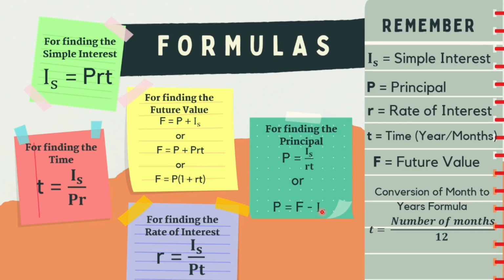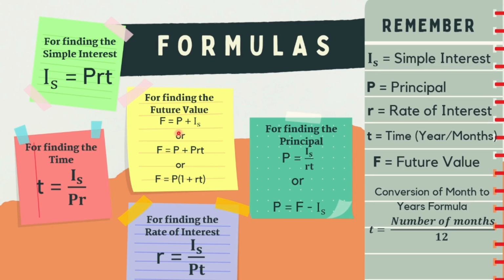Moving on, let's proceed to the formulas that we need for us to be able to solve the following examples later. So first, for finding the simple interest, I_s is equal to P times R times T, or the simple interest is equal to the product of the principal, rate, and time. Next, for finding the future value, there are actually three formulas. You can use whichever one suits your needs.